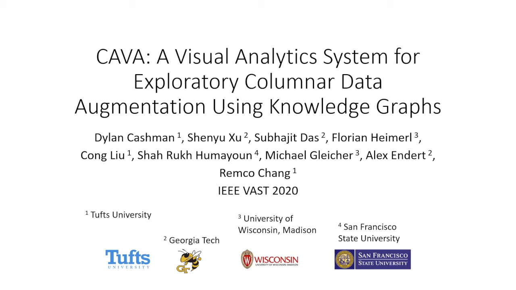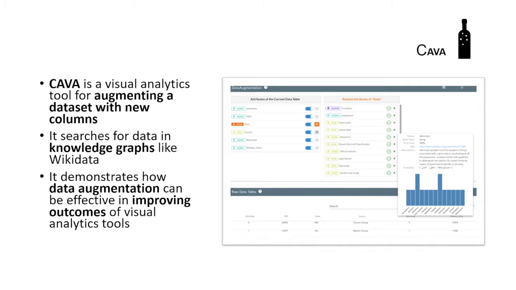We present CAVA, a visual analytics system for exploratory columnar data augmentation using knowledge graphs. CAVA is a visual analytics tool for augmenting a dataset with new columns. It searches for data in knowledge graphs like Wikidata. It demonstrates how data augmentation can be effective in improving outcomes of visual analytics tools.